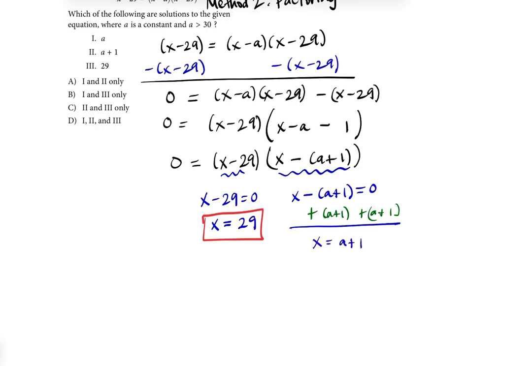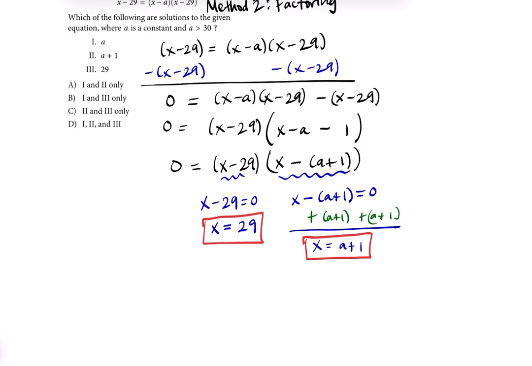So for this equation, since we had two factors, there are two solutions, a plus 1 and 29. A is not a solution based on our work, so we're going to go here with choice C.